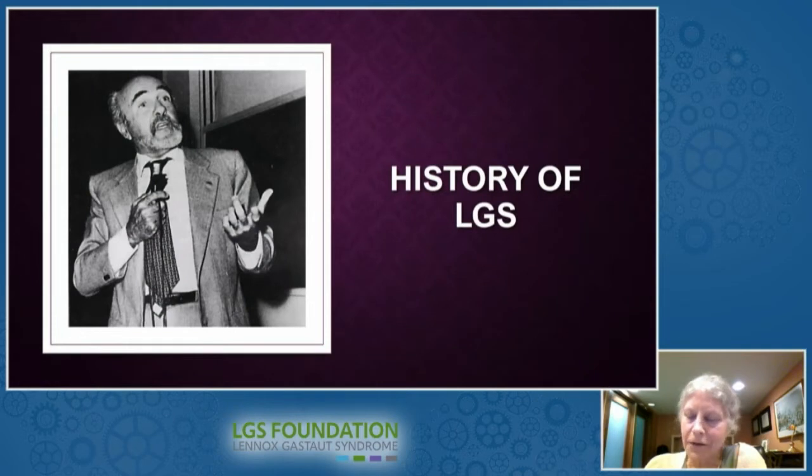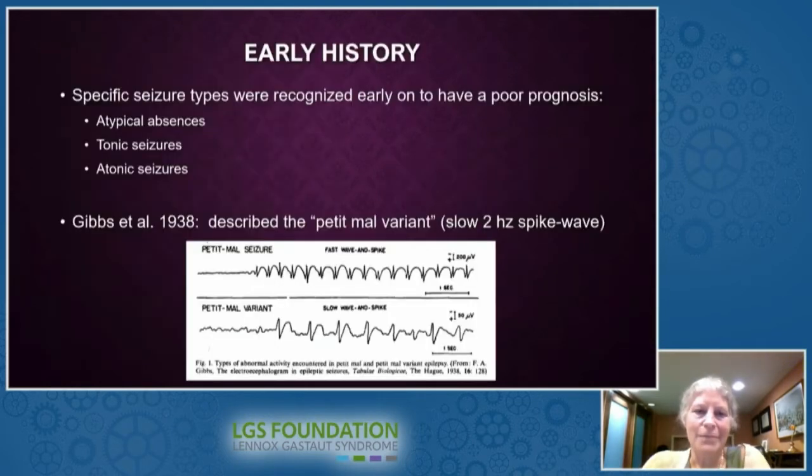So first of all, we'll start with the history of Lennox-Gastaut, and here is Dr. Gastaut. Looking at the early history, I think it was recognized very early on that there were specific seizure types that were recognized to have a very poor prognosis. And these included atypical absences, tonic seizures, and atonic seizures. So our colleagues before us really recognized when they saw children with these types of seizures that was a very bad sign.